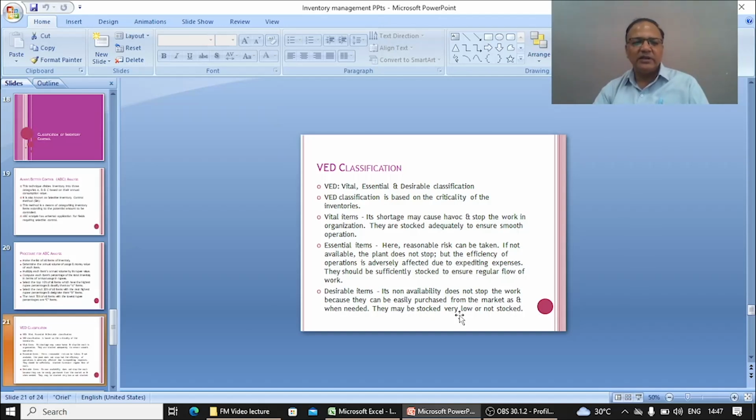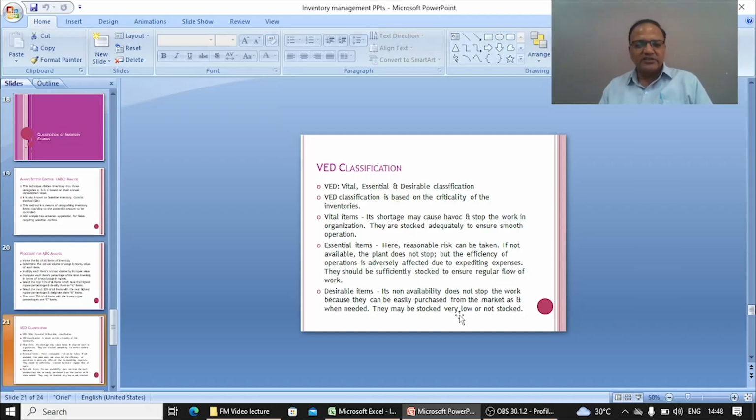If not available, the plant does not stop, but the efficiency of operation is adversely affected due to expediting expenses. They should be sufficiently stocked to ensure regular flow of work. So these are essential, although if you don't have these essential items, then the plant doesn't stop. The plant is working, but the efficiency of the plant is adversely affected.